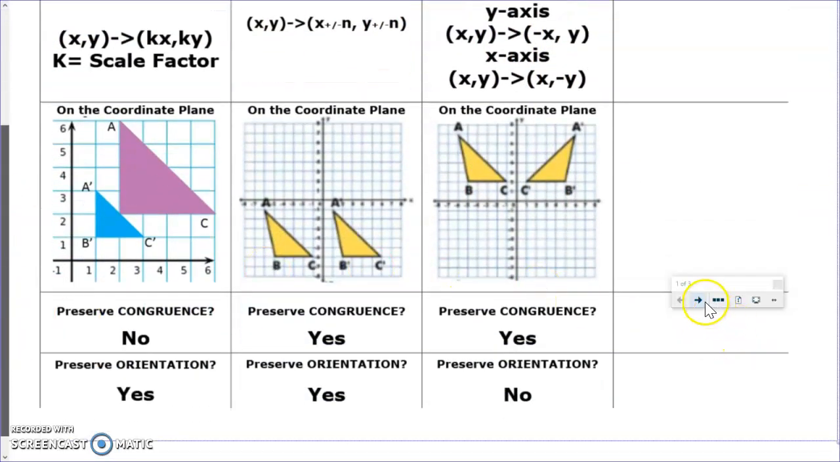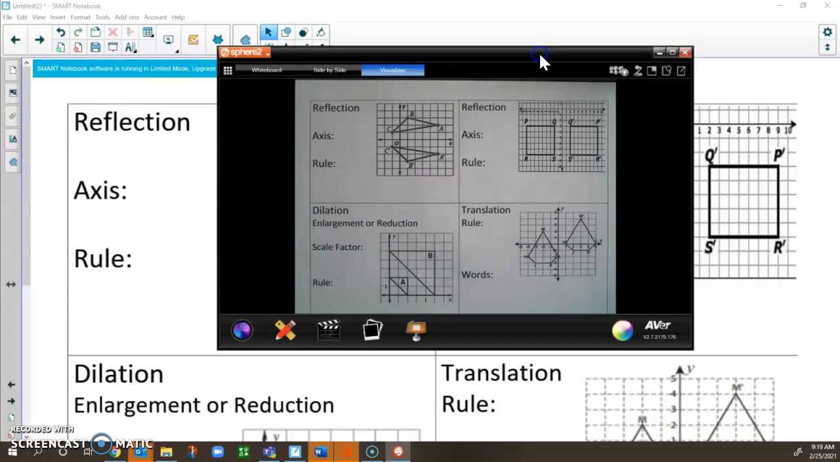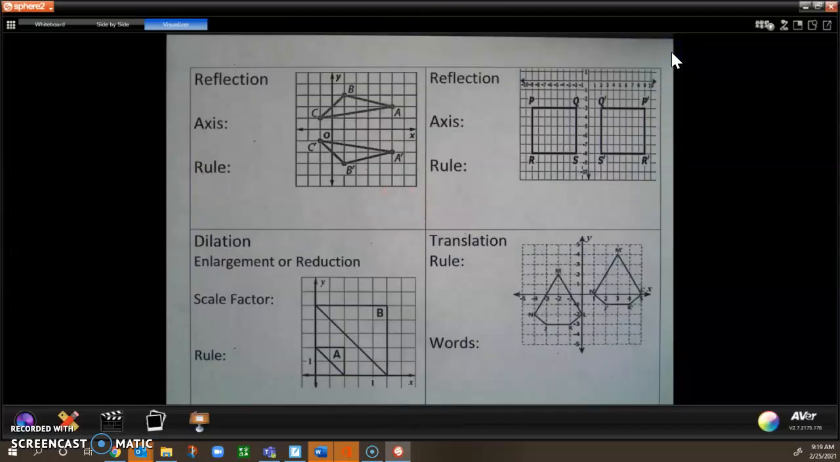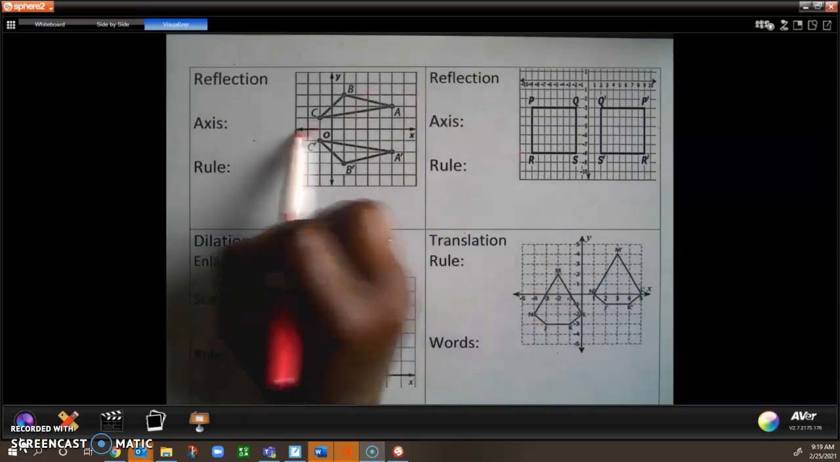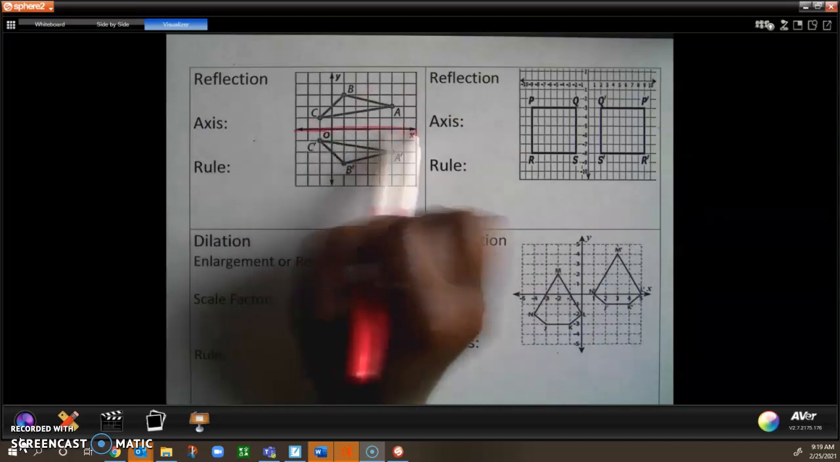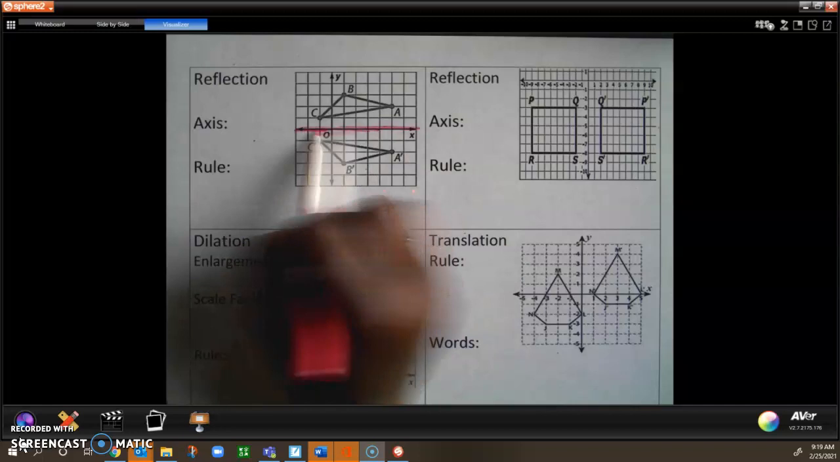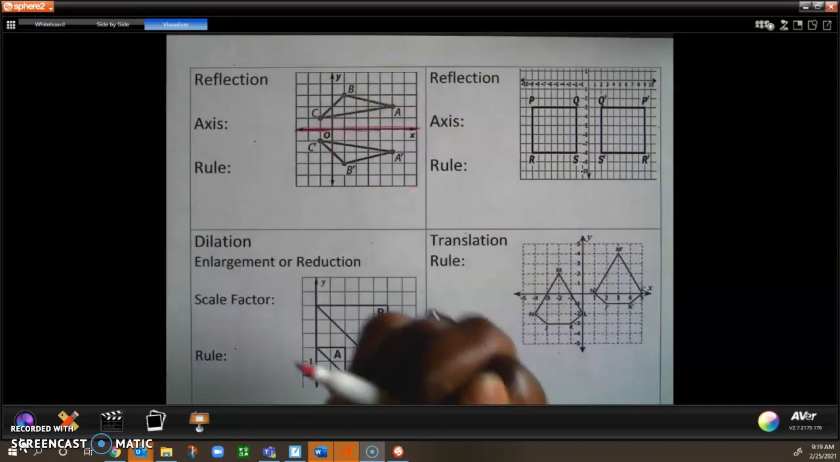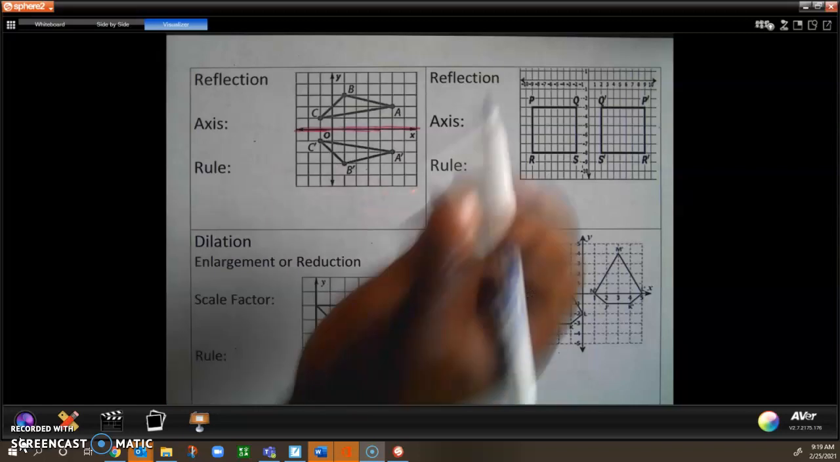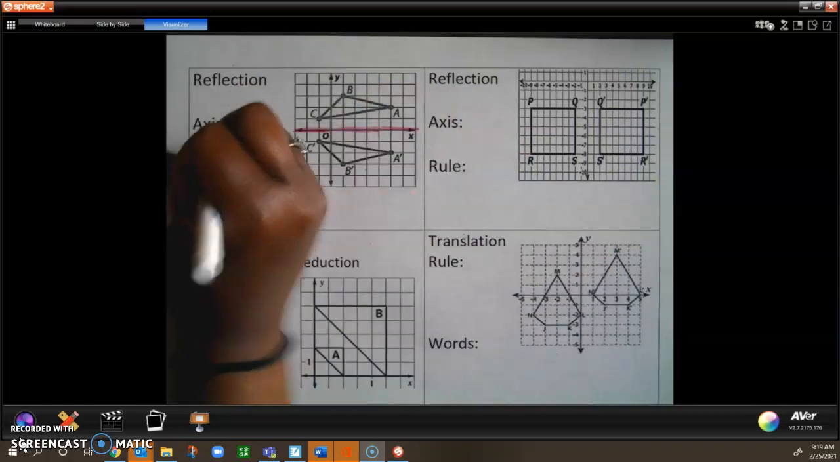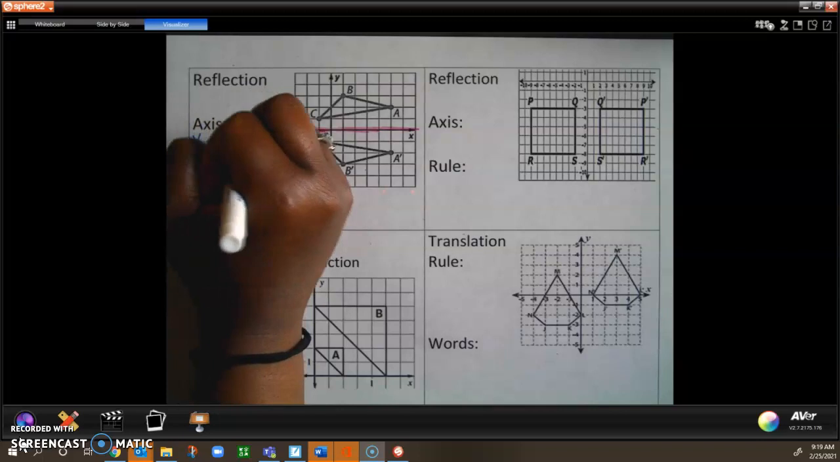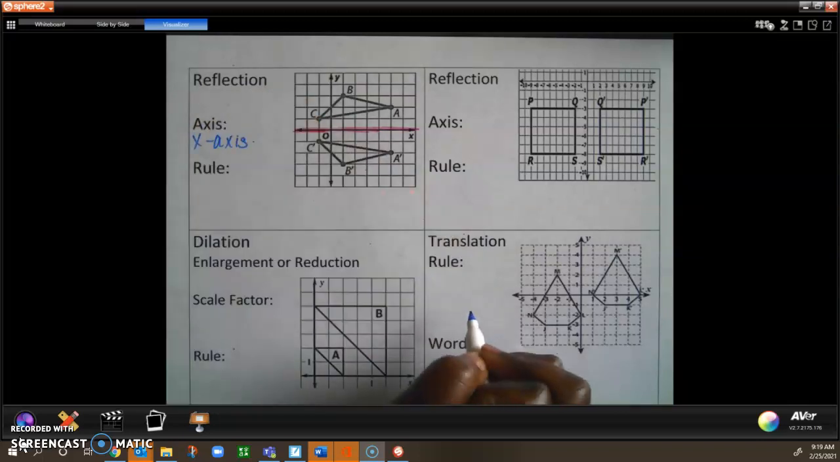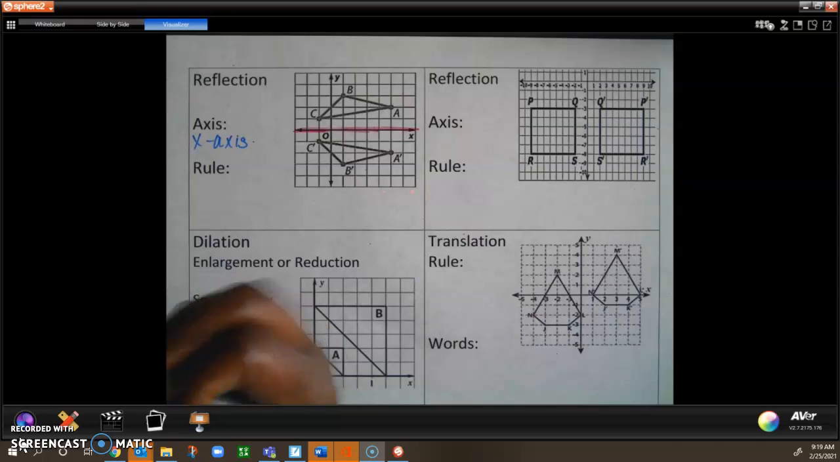So now we'll take a look here. So here you have your reflections, dilations, and translations. Whenever you have a reflection, it's best to highlight which axis you are reflecting over. So which axis are we flipping the image over? So here you can see that we are reflecting over the x-axis. And if I am reflecting over the x-axis, that means my y value changes.